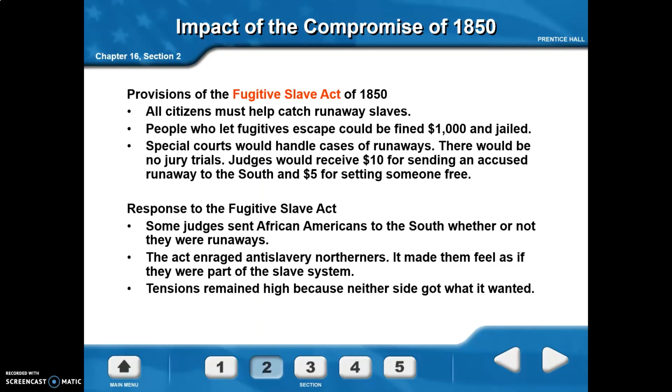So tensions remained high because neither side, the North and South, got what it wanted because of the Compromise of 1850. And as we dive more into the causes of the Civil War, there are going to be more events that are going to divide the North and the South even further than they are right now. This compromise is a little cushion for the time being, but it doesn't really make both sides happy. Both the Missouri Compromise and the Compromise of 1850 kind of helped the crisis about slavery and keeping that equal balance, but the North and South are going to end up having a civil war.